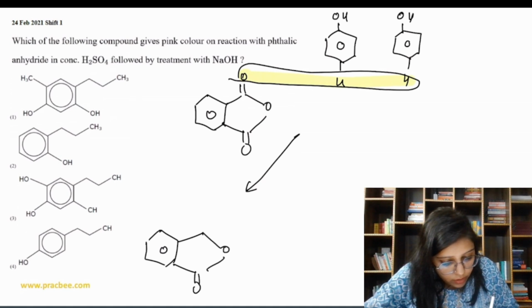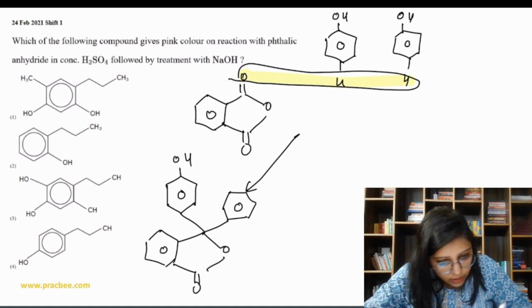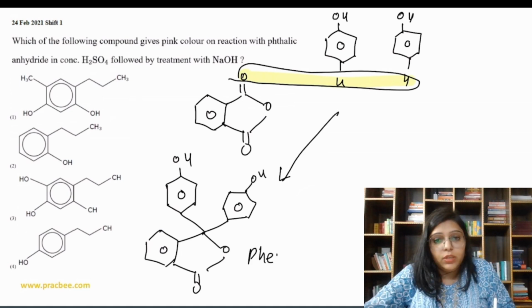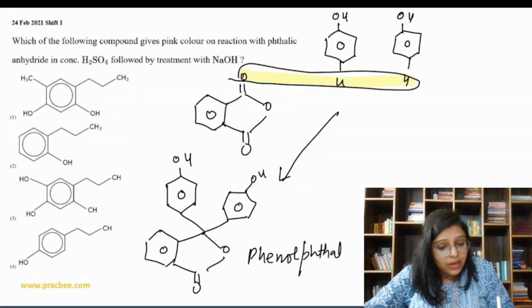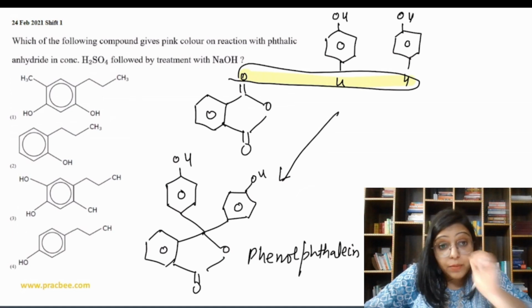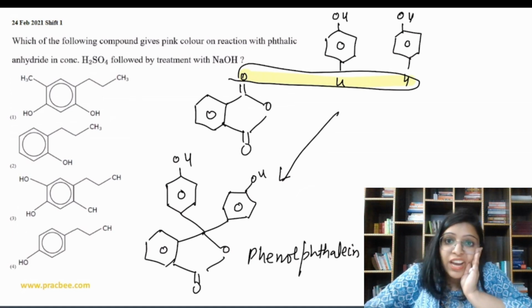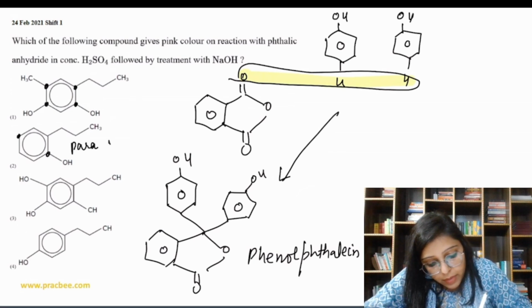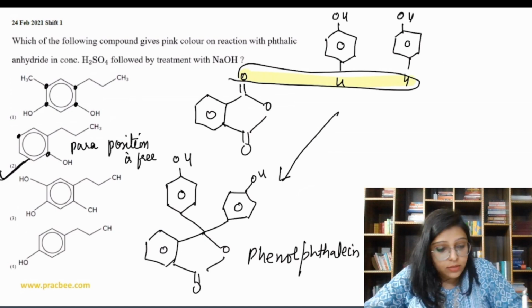O double bond O. Here we write OH and this is going to be OH. So this is phenolphthalein, right? This is phenolphthalein, and phenolphthalein gives pink color with NaOH. So the point is that para position of phenolic group should be free. So we have to check this thing. So this is OH, but para position is not free. This is OH, para position is free. Para position is free. So it means this is going to be the correct answer.